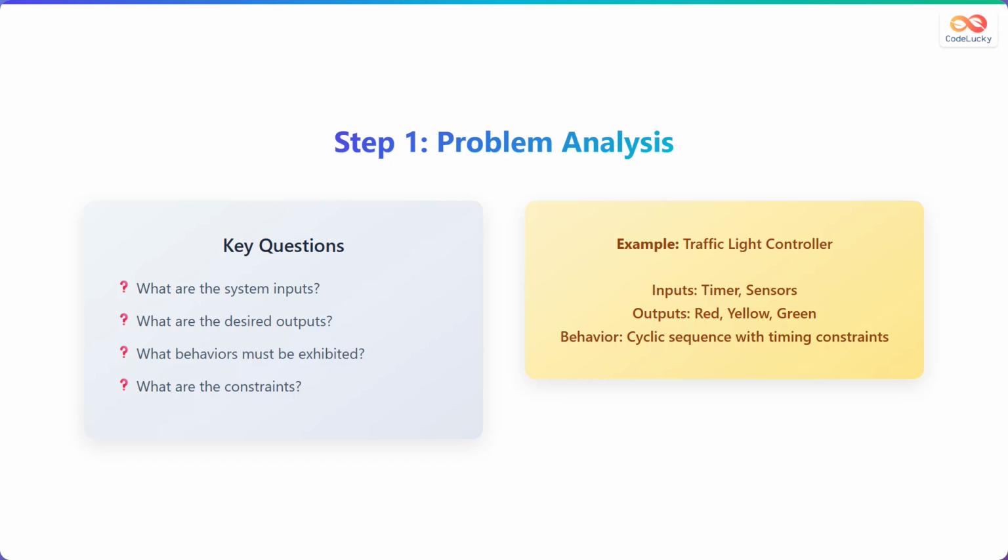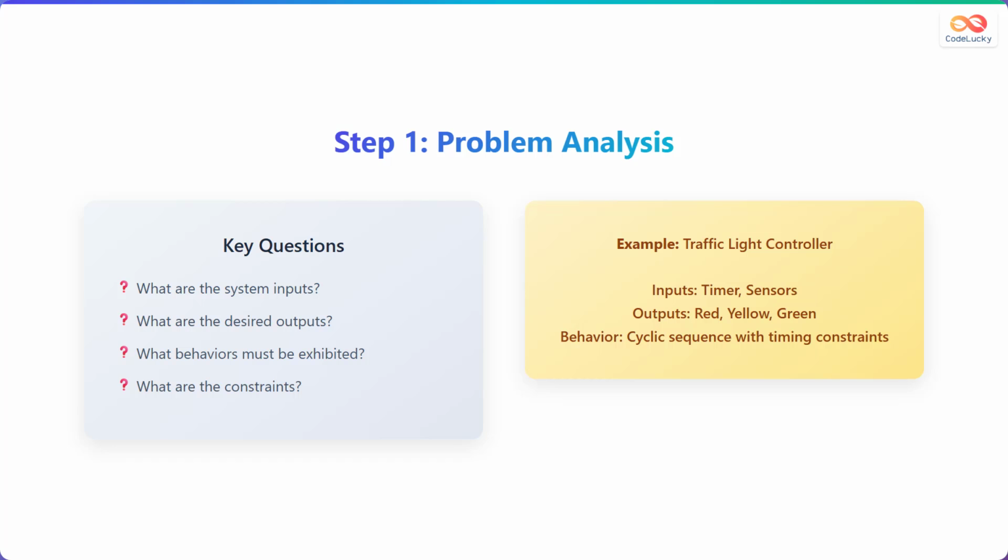Let's begin with Step 1, Problem Analysis. This is a critical initial step in designing a state machine. During this phase, you need to thoroughly understand the system requirements and behavior specifications. Here are some key questions to consider. What are the system inputs? What are the desired outputs? What behaviors must be exhibited? And what are the constraints?